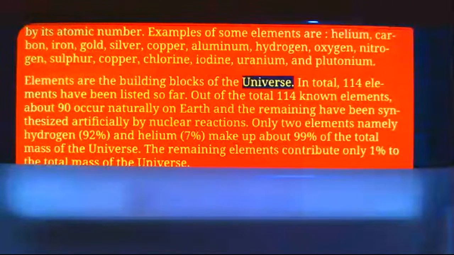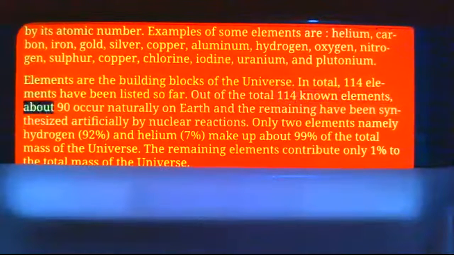Elements are the building blocks of the universe. In total, 114 elements have been listed so far. Out of the total 114 known elements, about 90 occur naturally on Earth and the remaining have been synthesized artificially by nuclear reactions. Only two elements, namely hydrogen (92%) and helium (7%), make up about 99% of the total mass of the universe.